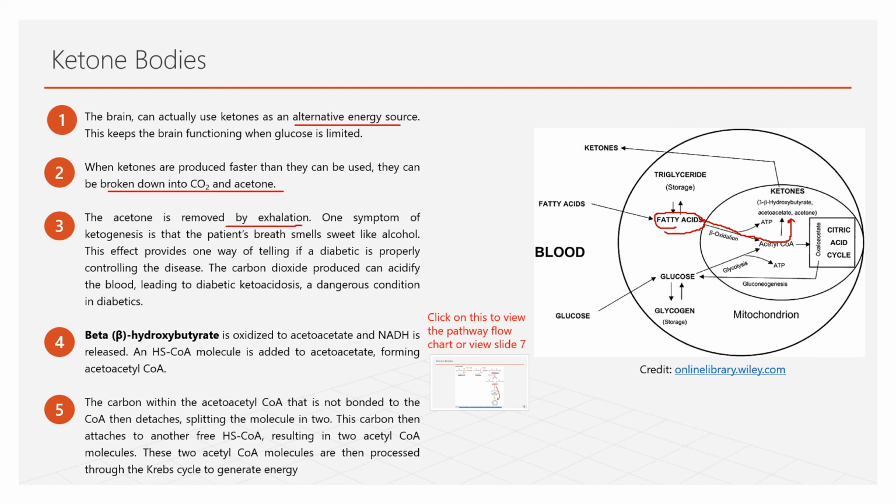One of the symptoms when there is excessive production of ketone bodies, or ketogenesis, is that the patient's breath smells like alcohol due to the presence of acetone. This is clinically important because it is quite common among diabetic patients. Ketone bodies are acidic in nature, so if there is excessive formation of ketone bodies, the patient will go through a condition called diabetic ketoacidosis, which is a very dangerous condition.